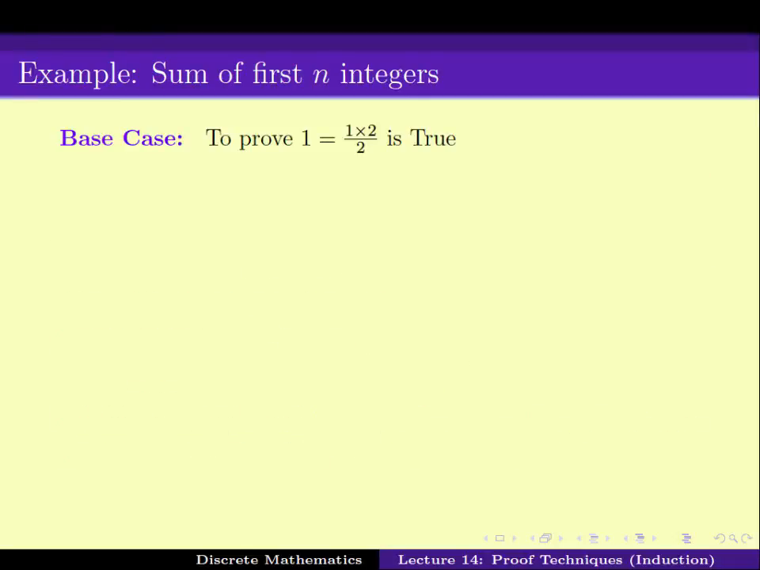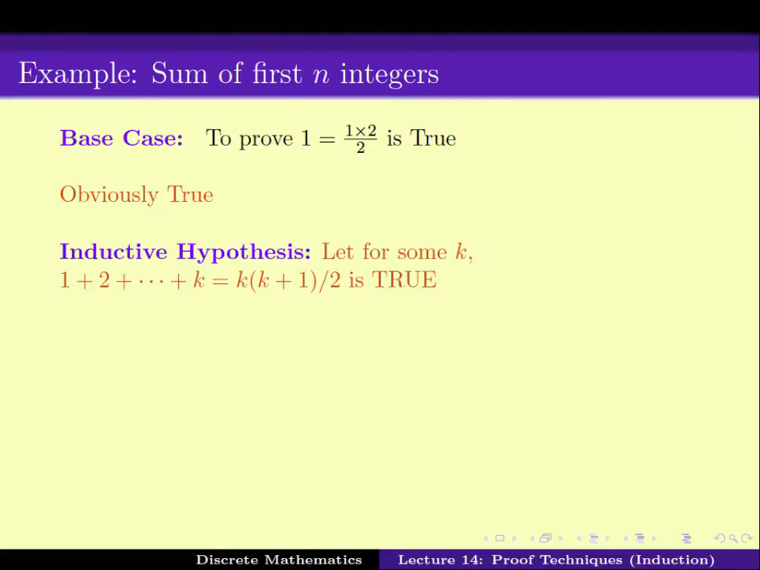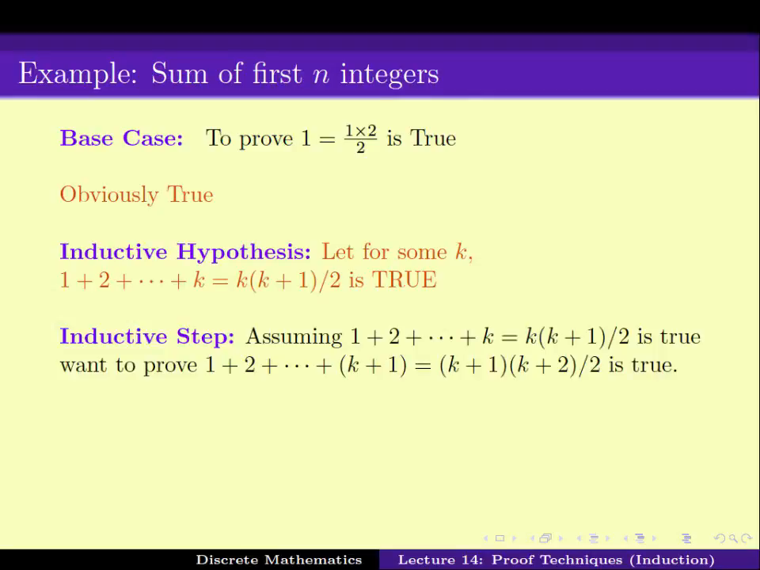So let's do the first step, to prove that the base case is true. Now, as you can see, this particular case is very obvious here, because 1 into 2 by 2 is actually 1, which is obviously true. Okay, so the induction hypothesis is, let for some k, the sum of the first k integers be k into k plus 1 by 2. And the inductive step, we know what to do. So now let's try to prove it.